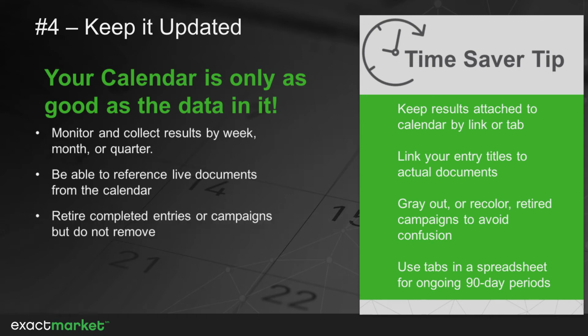Retire completed entries or campaigns by graying them out or making them a more transparent color if you want to retain campaign differentiation. You don't want to remove them as they are part of your metrics for that time period. Follow your 90-day calendar by a name that reflects the date of the period and use that name consistently so you can easily go back and find previous periods. If using a spreadsheet, consider using tabs for ongoing 90-day periods.